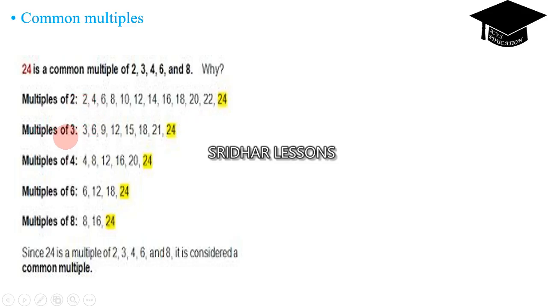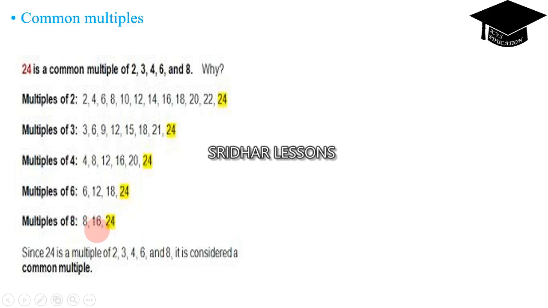Now we will see the multiples of 3 up to 24: 3, 6, 9, 12, 15, 18, 21 and 24. Multiples of 4 up to 24: 4, 8, 12, 16, 20 and 24. Multiples of 6 up to 24: 6, 12, 18, 24. Multiples of 8 up to 24: 8, 16, 24.